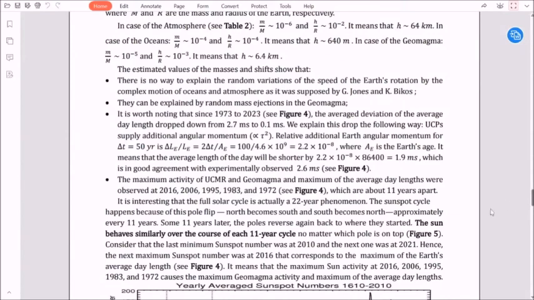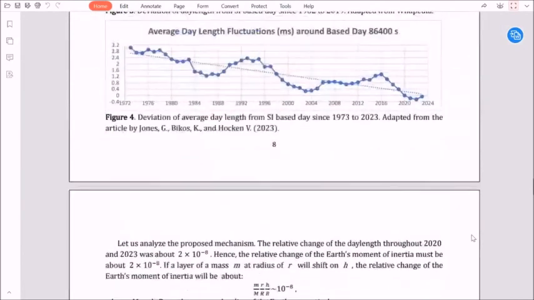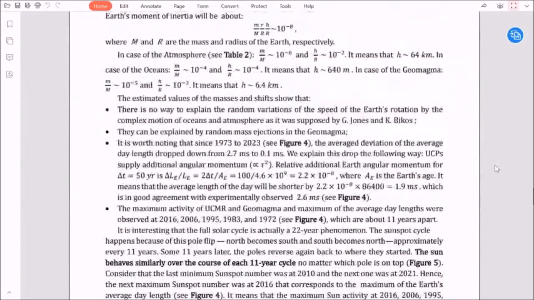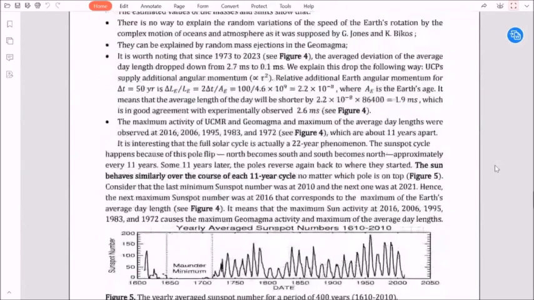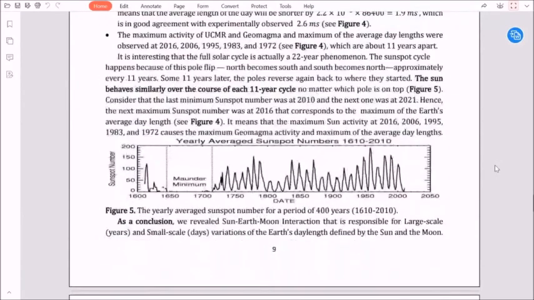The maximum activity of the UC matter reactor and geomagma, and the maximum of the average day length, were observed at 2016, 2006, 1995, 1983, and 1972, which are about 11 years apart. Take a look, 2016, 2006, 1995, 1983, 1972.